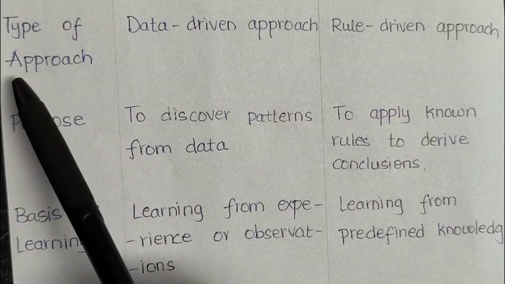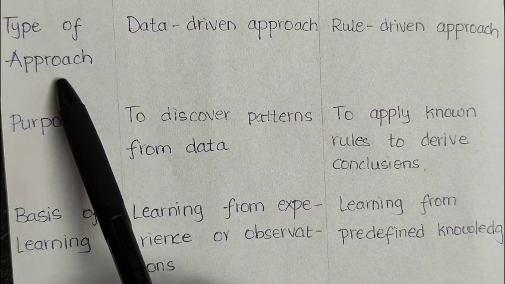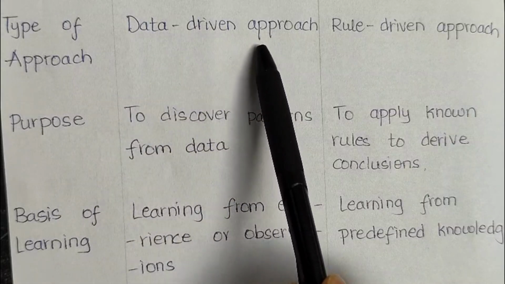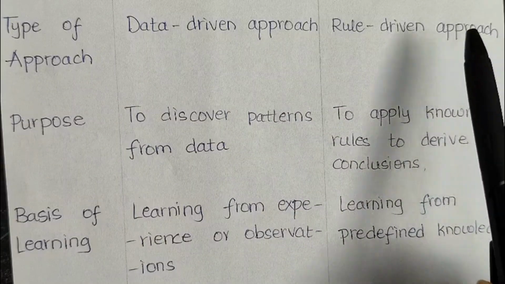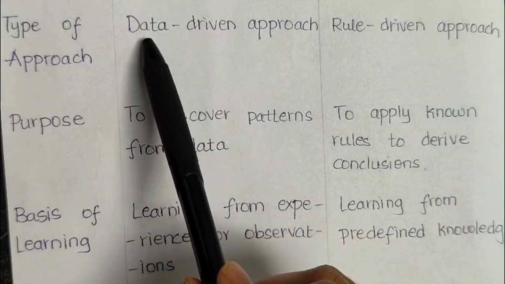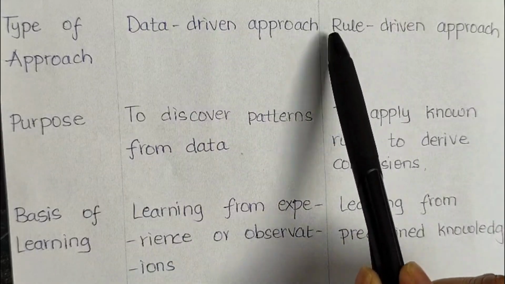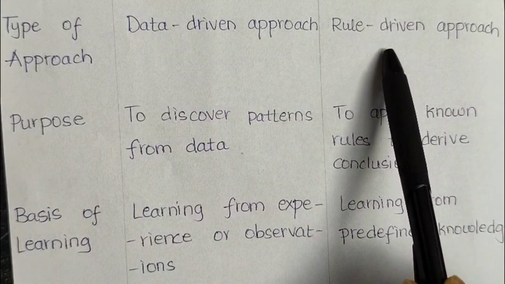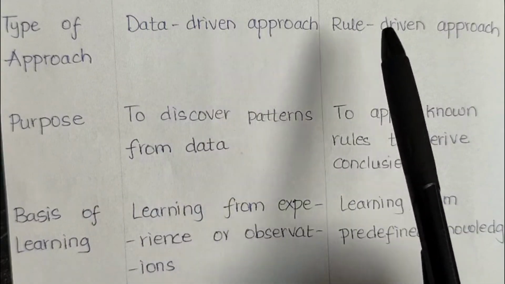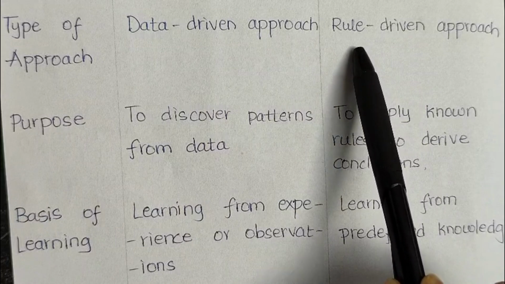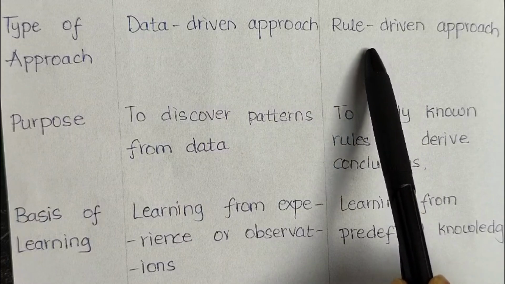The third difference is based on the type of approach. Inductive learning is a data driven approach. Deductive learning is a rule driven approach, because we use data sets as data for inductive learning and we use facts and rules as data for deductive learning.